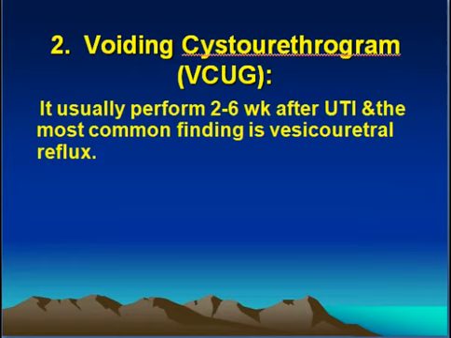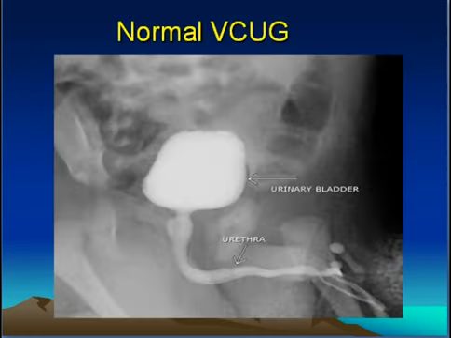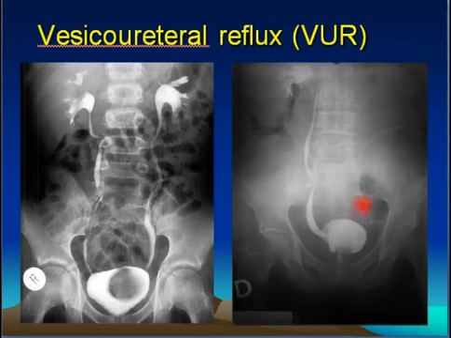Second, voiding cystourethrogram. It is usually performed 2 to 6 weeks after UTI. The most common finding is vesicoureteral reflux. This is the normal voiding cystourethrogram. Another one shows vesicoureteral reflux due to recurrent UTI.